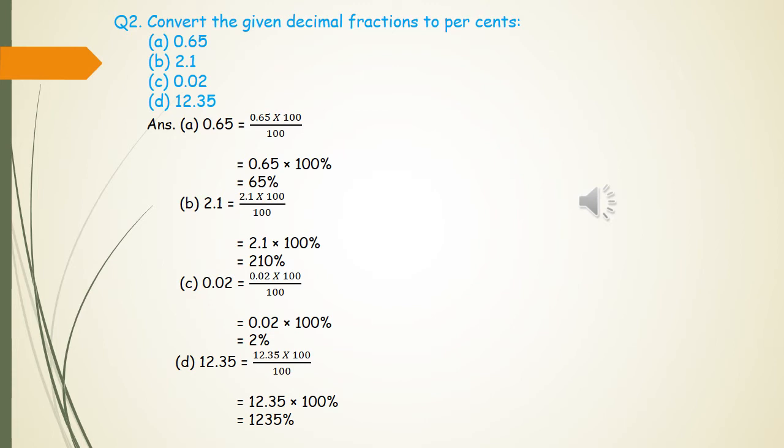Question number 2, we have to convert the given decimal fraction into percentage. So in the first part, 0.65, we are multiplying both numerator and denominator by 100. So 0.65 into 100%, that is 65%. Similarly, part B, we are doing the same. 2.1 into 100 by 100, that is 2.1 into 100%, that is 210%. Part C also 0.02 into 100 by 100, and the final answer is 2%. Following the same method, we are getting 1235% in the fourth part.